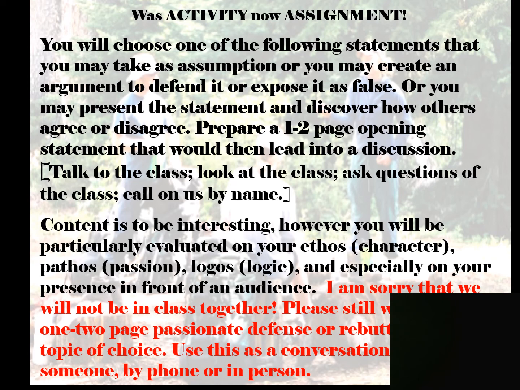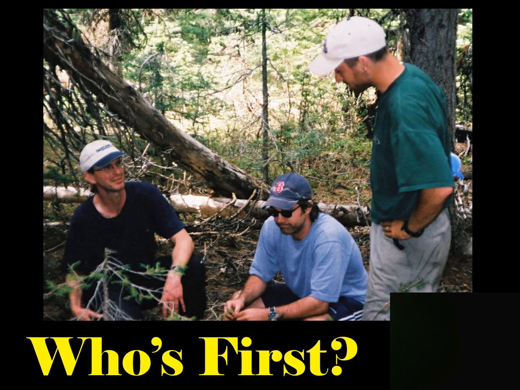So you still will be writing your 1 to 2 page passionate defense or rebuttal of your topic of choice. And since we're not doing it together, if there are other people that you are engaging with right now, either in person or on the phone, bring up this topic. Share the 1 to 2 pages that you're going to write for me. Yeah, sorry we're not going to get to present these to each other.